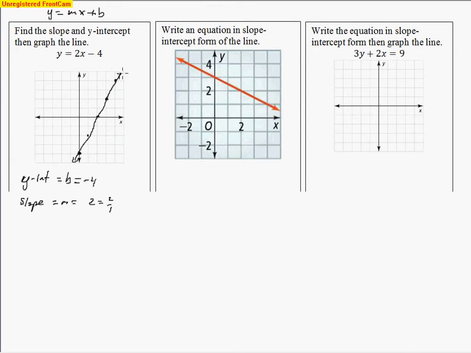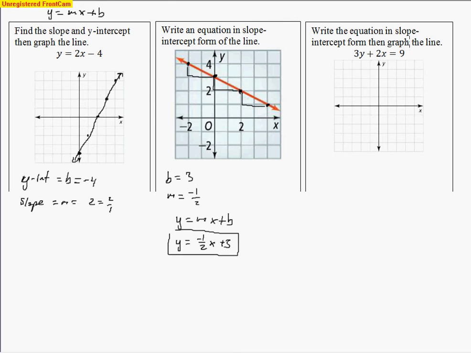Looking at the next one, they want us to write an equation in slope-intercept form. So let's try to find the y-intercept. In this case, they give it to me. It looks like it's right there at positive 3. And let's see if we can find the slope. So we look down, and it looks like it crosses here, here, and up here. So that's going down 1 over 2, down 1 to the right 2. So our slope is negative 1 over 2. So we can just write it in slope-intercept form by substituting in the variables that we have. We know the slope is negative 1 half, and the y-intercept was positive 3. So that would be our equation, y equals negative 1 half x plus 3.